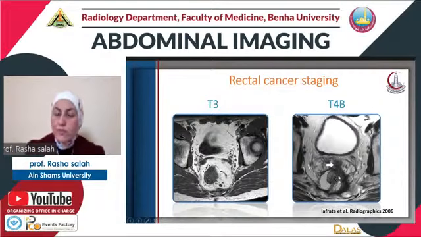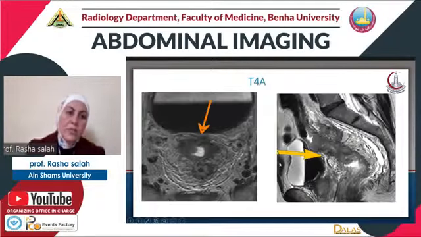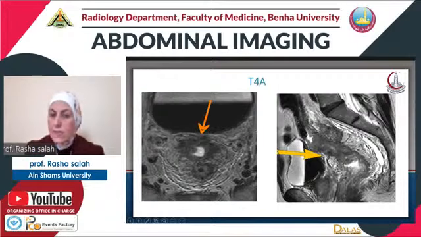And T4B tumor is when there is a true infiltration of one of the pelvic organs, as we can see here, there is infiltration of the seminal vesicles over here, and this is a T4B tumor. T4A tumor is when there is infiltration of the peritoneal reflection. We can see that the peritoneal reflection is crossing over here till the mid rectum, and then it is reflected again upward over here. We can see the peritoneal reflection here as this low signal intensity structure, and this is the huge rectal mass infiltrating the peritoneal reflection, and this can be staged as T4A tumor.